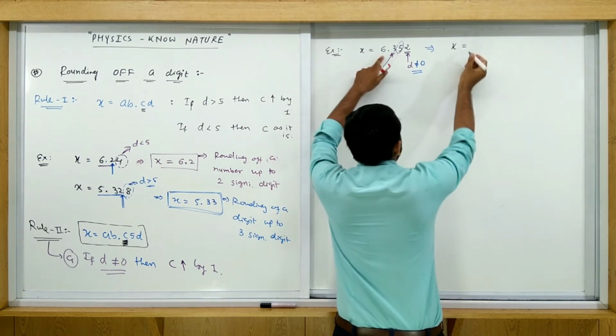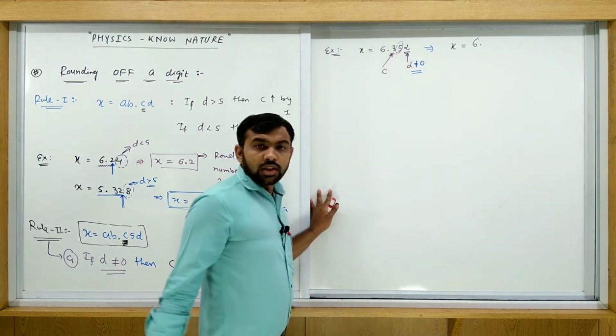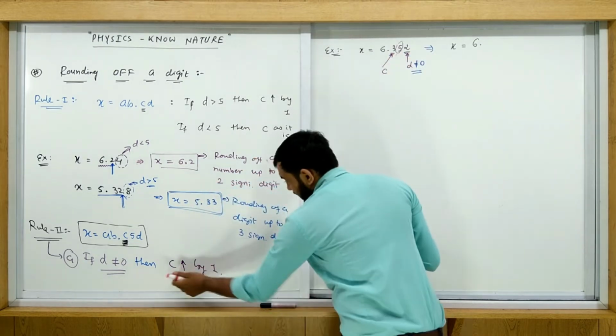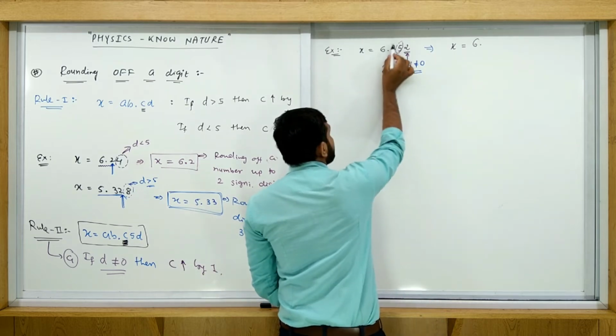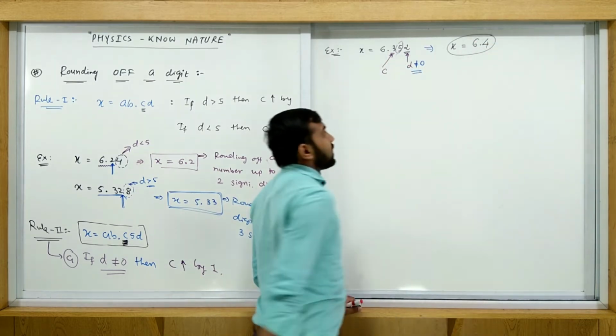X is equal to 6 point as it is. 3 is rounding off. But here D does not equal 0, so it is increased by 1. So here what is C? 3. So increased by 1 means it is equal to 4. So this is our answer.